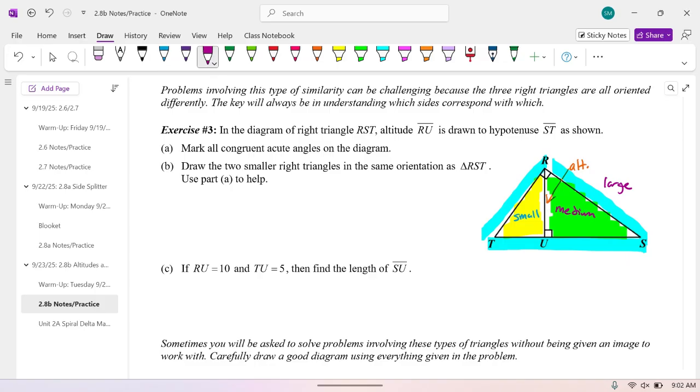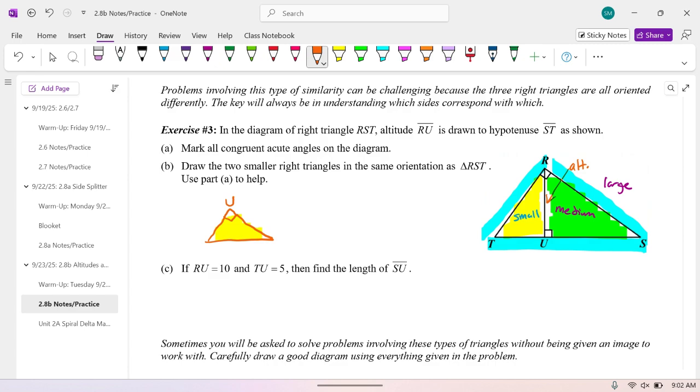So we're going to draw the 2 smaller triangles with the same orientation as the original. So if I draw the smaller ones, let's say I start with the small. All right, so the right angle would have to be up here to look like the original. All right, so this is my yellow triangle. So what letter is the right angle on my yellow triangle? U. So U would have to be here.